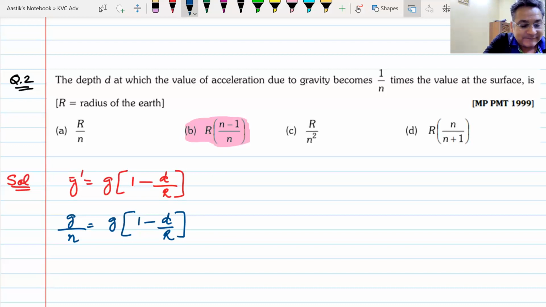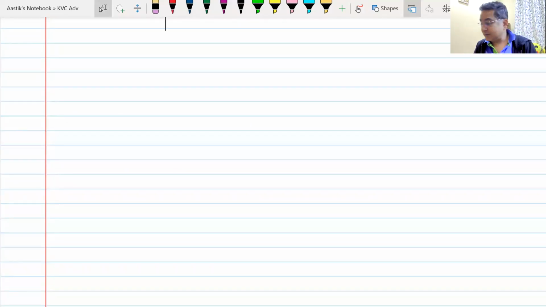Due to poles, sir. No, we have already seen that variation in g because of the shape of Earth. It is more at poles and less at the equator because of the shape, because the equatorial radius is more. That is one reason it varies.